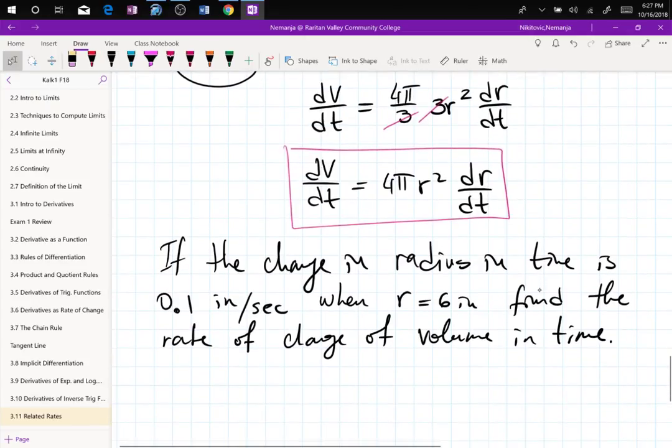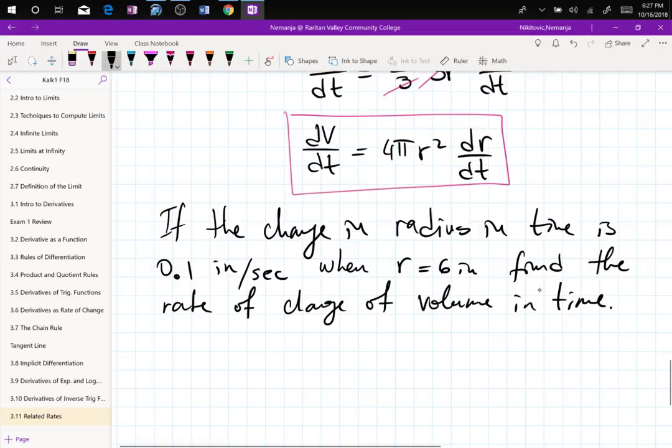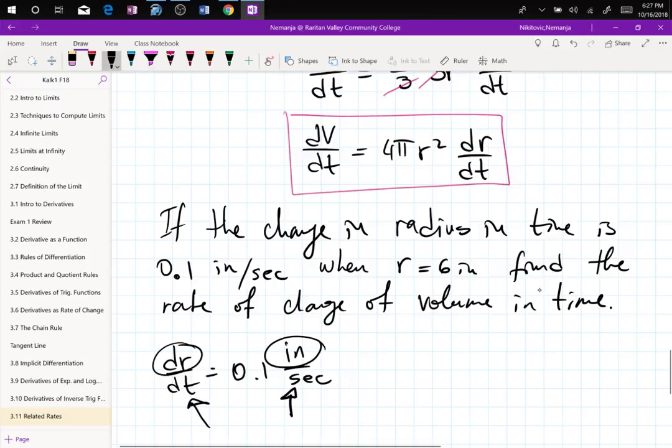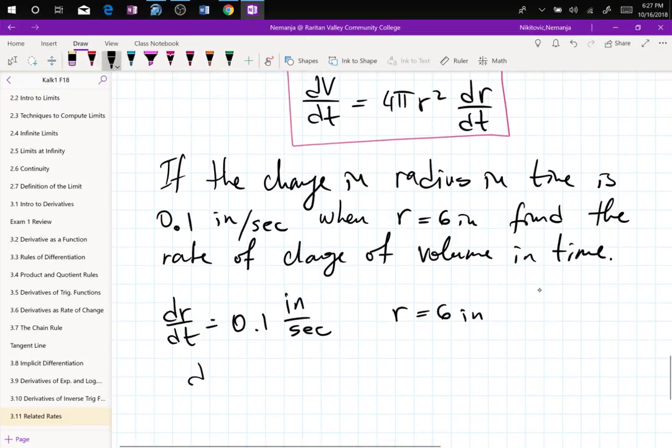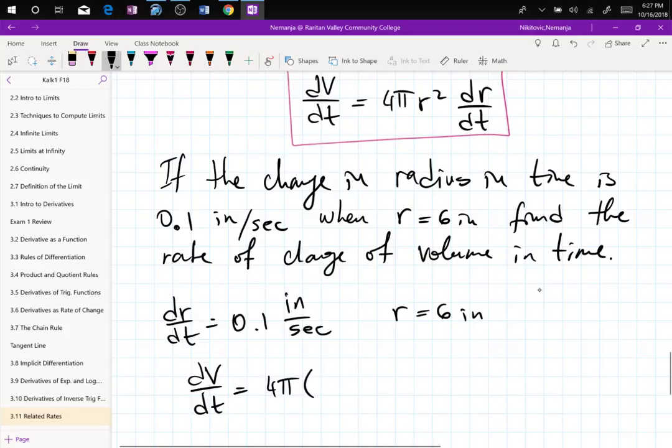So if you carefully observe the information given, you see that you have dr/dt as 0.1 inches per second. First, radius is measured in units of length, which is inches. T is measured in time, which is seconds. So that matches. And then we have r equals 6 inches, and we have our good old formula. So dV/dt is going to be 4 pi, and then r is 6 squared, times dr/dt, 0.1.